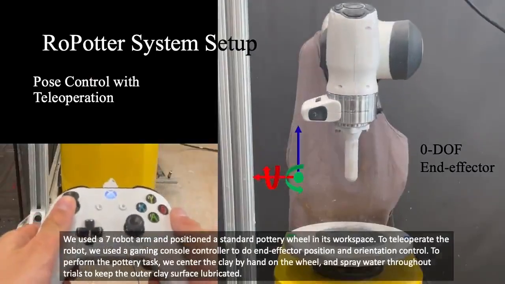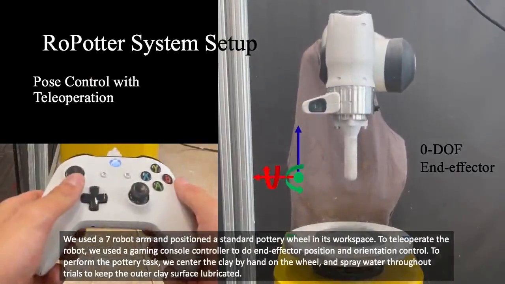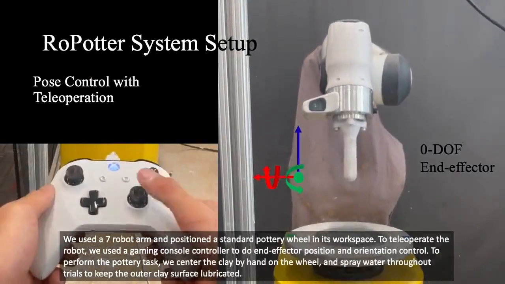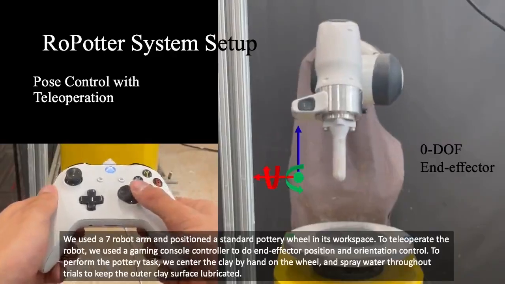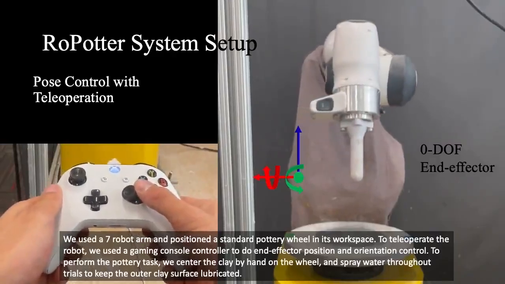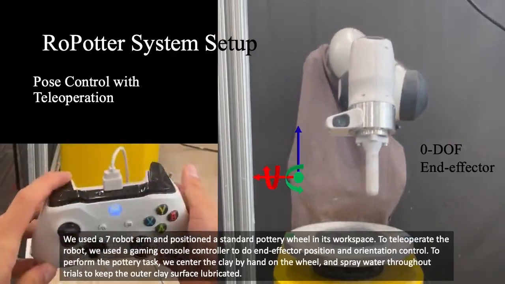We used a 7-degree of freedom robot arm and positioned a standard pottery wheel in its workspace. To teleoperate the robot, we used a gaming console controller to do end effector position and orientation control. To perform the pottery task, we center the clay by hand on the wheel and spray water throughout trials to keep the outer clay surface lubricated.